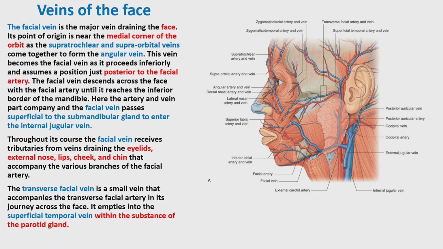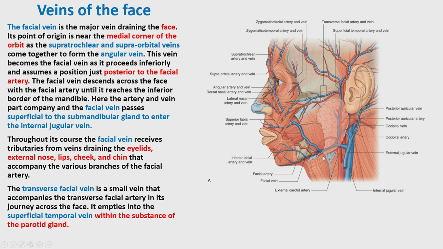Regarding the face region, which is our last chapter, and the neck region, the main venous system of the face is the facial vein. This facial vein starts at the medial corner of the eye orbit as the angular vein, and from the angular vein it goes down. It has the same course as the facial artery, usually posterior to the facial artery, going to the body of the mandible, and then it usually drains to the internal jugular vein.